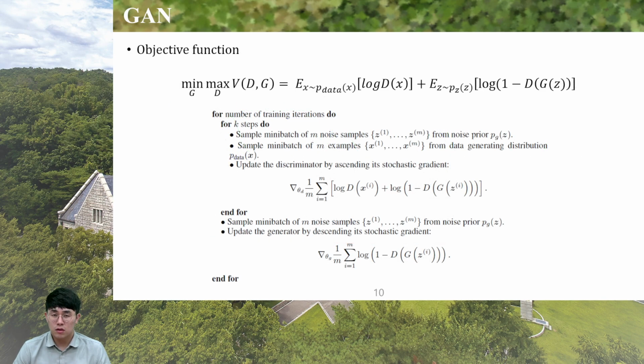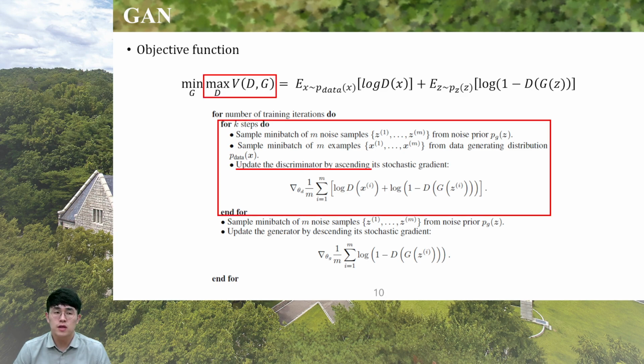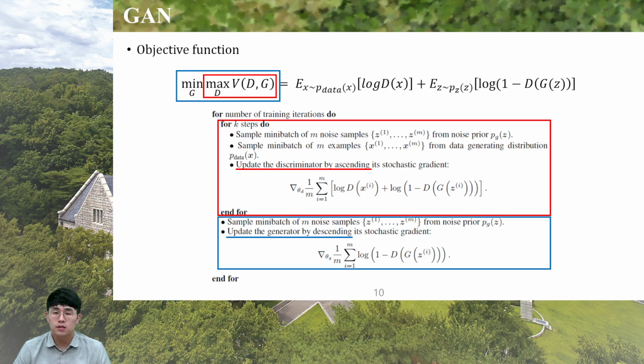Let's take a closer look at GAN's objective functions and algorithms. On the surface, it appears complicated, but it is simply divided into two parts. The first section trains the discriminator to maximize the value of the objective function. The second part trains the generator in the direction that minimizes the value of the objective function. Now, I will go over each section in detail.